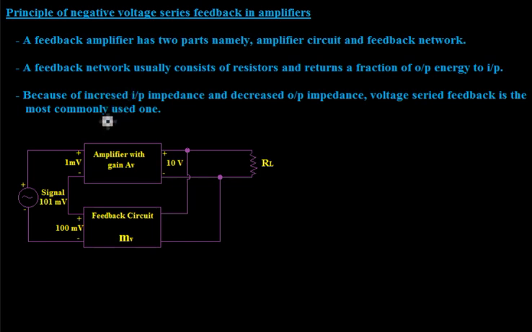Now consider a voltage series feedback as shown in this diagram. Some typical numerical values have been assumed to make the treatment more illustrative. The output of the amplifier is 10 volt. The fraction mV of this output voltage is fed back to the input. That means the feedback voltage of 100 millivolt is fed back to the input signal.